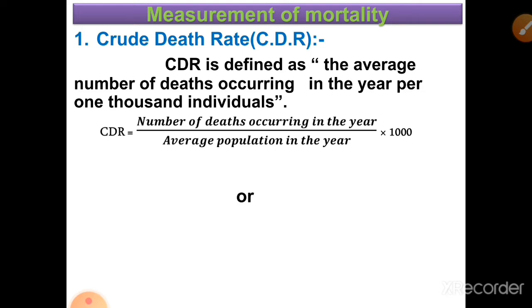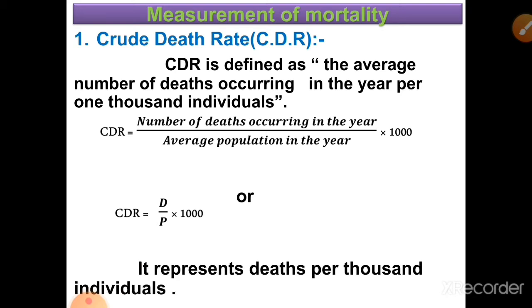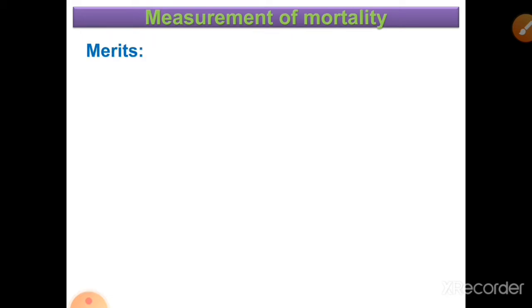This formula can be written in short form as CDR equals D divided by P into 1000. D represents total number of deaths, P represents average population in the year. So it represents deaths per 1000 individuals. So what are the merits of CDR?